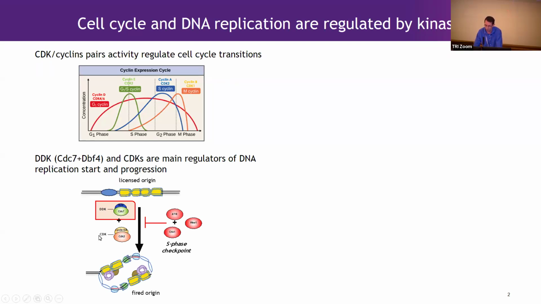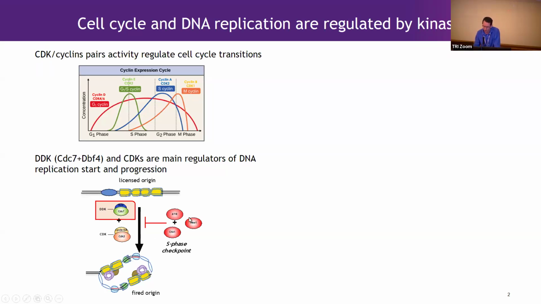And the start of DNA replication in S phase is mainly led by two kinases. CDK2 bound to cyclin E and cyclin A, but also DDK. DDK is our favorite protein in the lab. It's CDC7 bound to its cofactor DBF4. These two kinases phosphorylate the helicases, the proteins that unwind the DNA for the start of S phase. They are the key proteins for DNA replication, DNA synthesis.